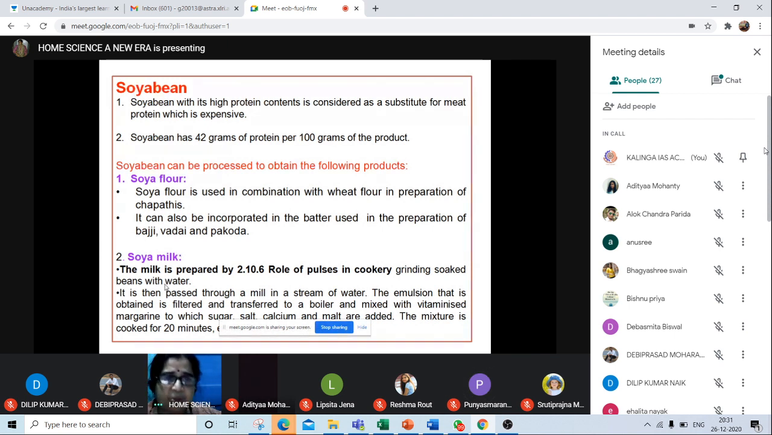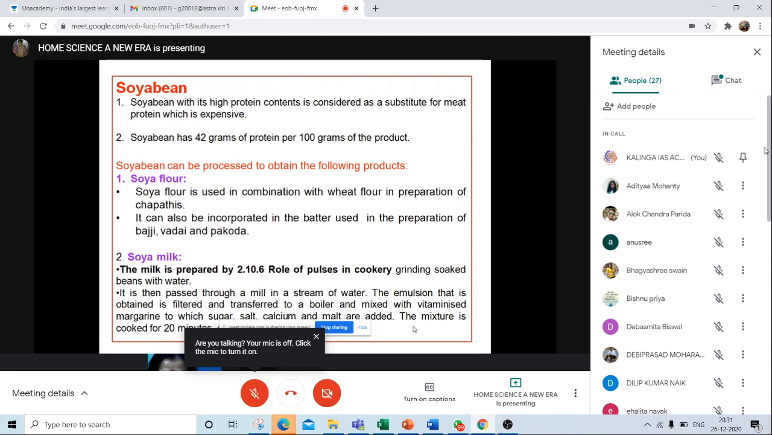So soya milk, the milk is prepared by grinding soaked beans with water. It is only processing. You can take a substitute on that. It is then passed through a mill in a stream of water. The emulsion that is obtained is filtered and transferred to the boiler and mixed with vitaminized margarine. Sugar, salt, calcium and malt are added. Actually, soya milk is fortified with these things. The mixture is cooked for 20 minutes, then it is ready for your drink.